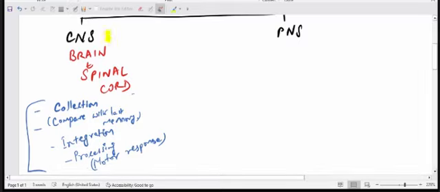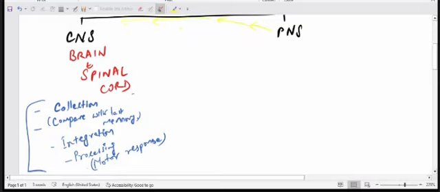Be very particular about what I'm going to say now. Where is it collecting information? Anyone? Very easy question. From the environment, right? Collection is happening through the environment, correct? And how is it knowing? It is knowing through the peripheral nervous system, isn't it?